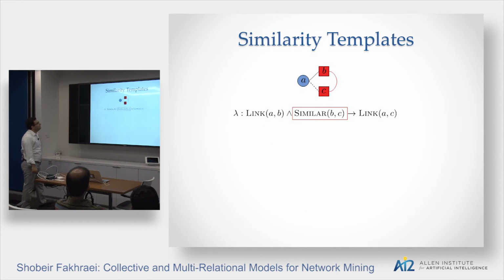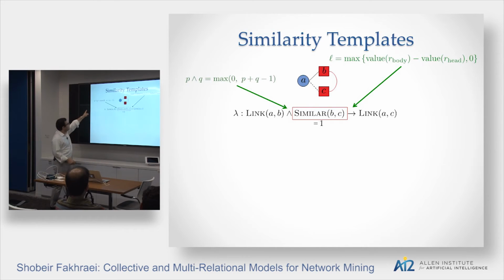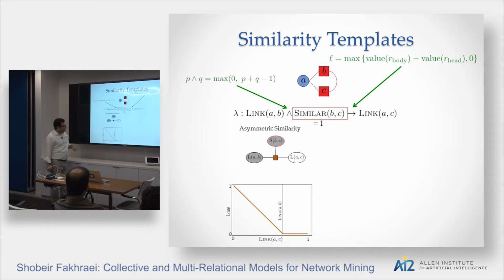Again, we're going to do this with PSL. And this rule simply captures that. It says if we have link AB and similarity BC, we get link AC. This is basically that idea. And if this similarity is 1, let's see what happens. Putting in the norms and the distance to satisfaction, we get something like this. So link AC, if link AC on the right side is higher than link AB, then we'll have no loss. If it is lower, then we'll have a linear loss.